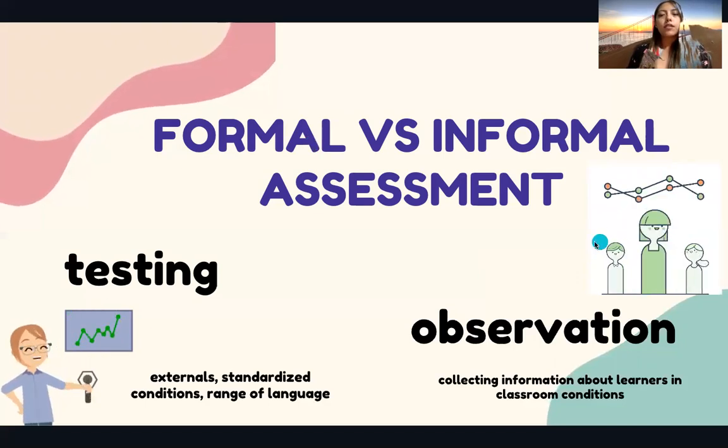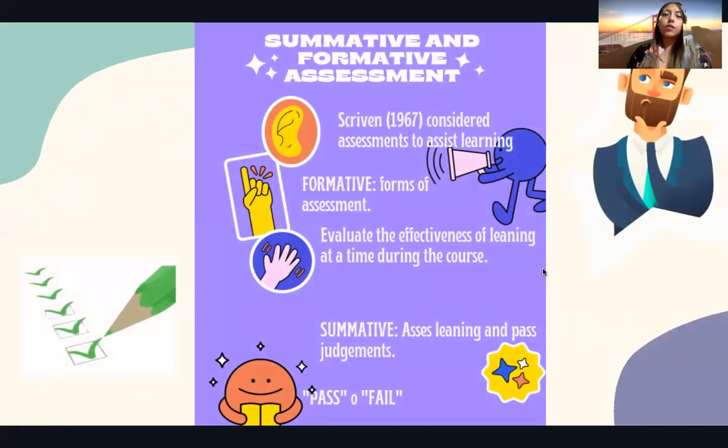Well, the second topic that we analyzed was about summative and formative assessment. You can identify that Scriven tells us that it considers assessment to assist learning. The formative, as its name says, is more focused on forms of assessment, and it evaluates the effectiveness of learning at the time, during the course. Summative is more focused on assessing learning and passing judgment. It means that there are only two aspects: pass or fail.